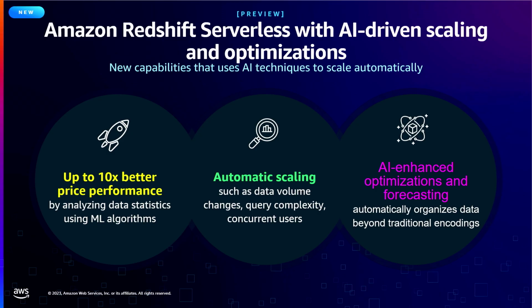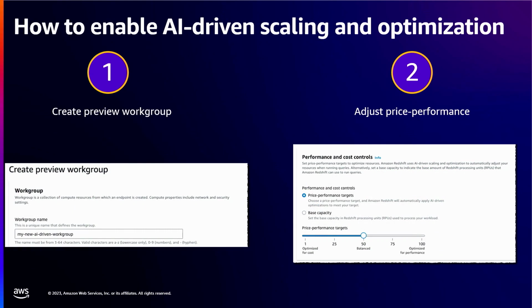Enabling it is very simple. It's just a two-step process. You create a preview work group, and then you adjust the price performance toggle. You can optimize it all the way to the right, which is for performance, or all the way to the left, which is optimized for cost.